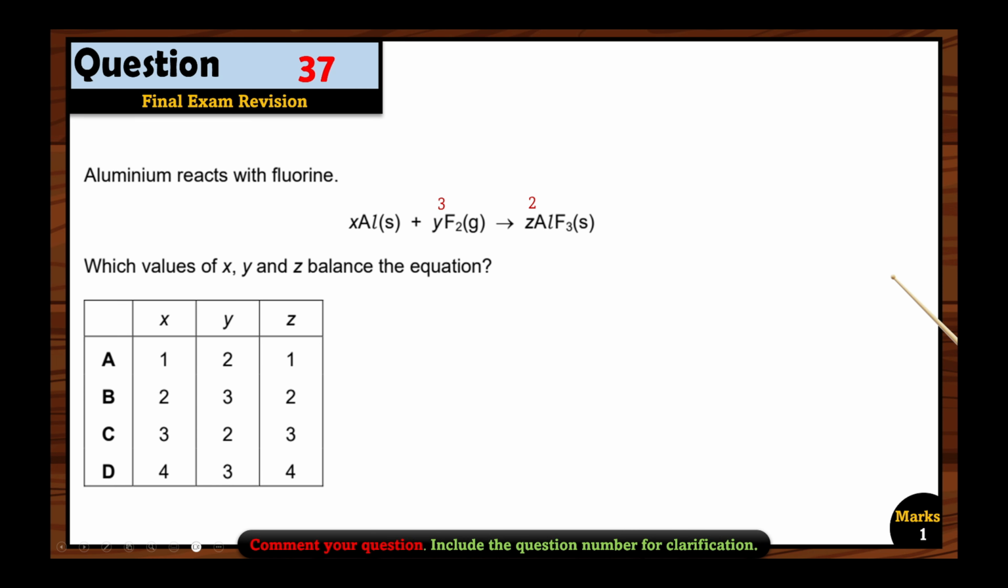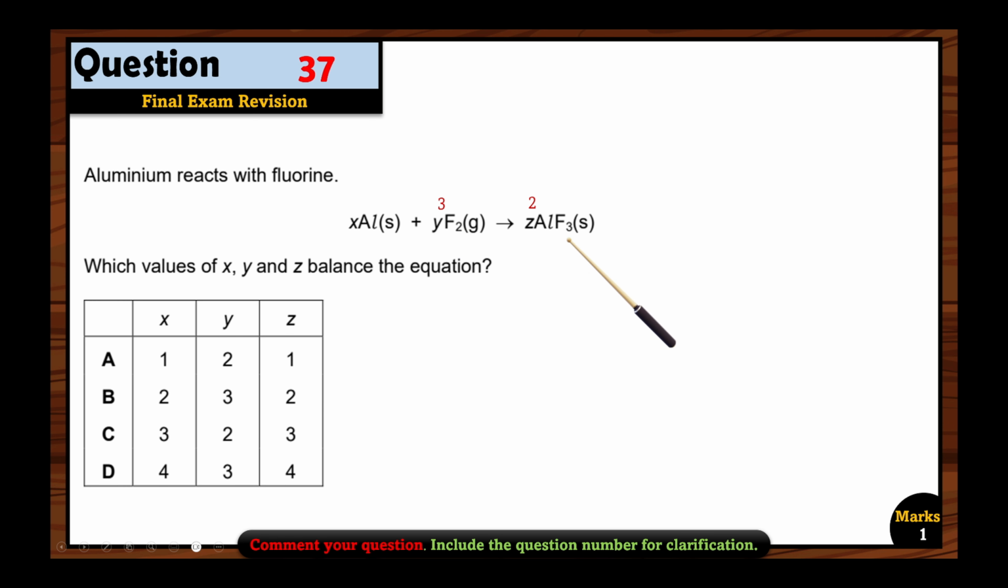Question 37. Aluminium reacts with fluorine. Which values of x, y, and z balance the equation? Aluminium on both sides we are not sure about. Fluorine we are also not sure about on both sides. But here we have the trick now, because aluminium is the same on both sides, right? It's still the same. But the formula of F2, if you see, has changed. The fluorine is F2 here and here it is F3. So now this is the trick.